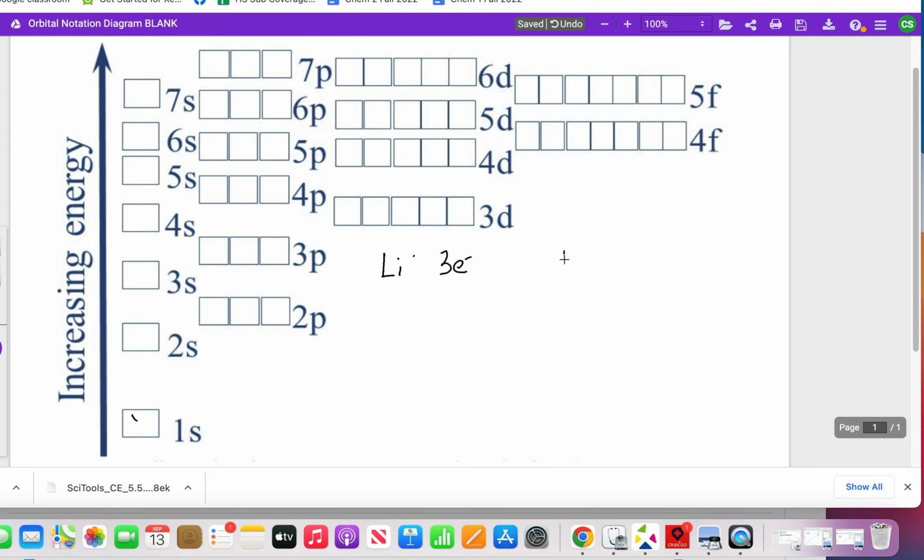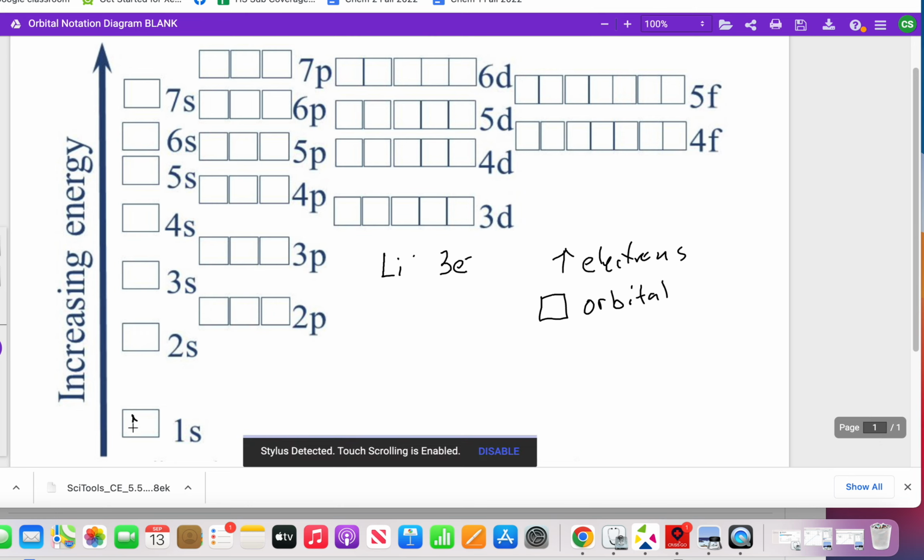Now, the arrows that I'm going to draw stand for electrons, okay? And the boxes stand for orbitals, or an orbital, okay? So lithium, we have to put 3 electrons in. The first thing that we're going to do is follow what's called the Aufbau principle, which means you always put the electrons in starting at the lowest energy level to the highest. Okay, so let me start doing that. We're going to always start at the lowest. That's the 1s. So I put 1 there.